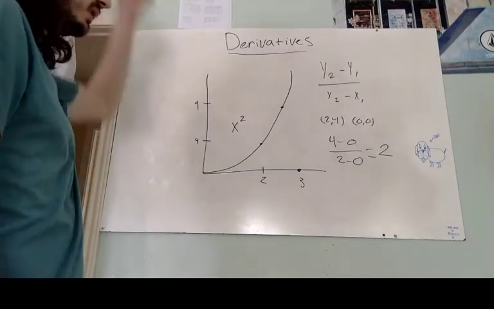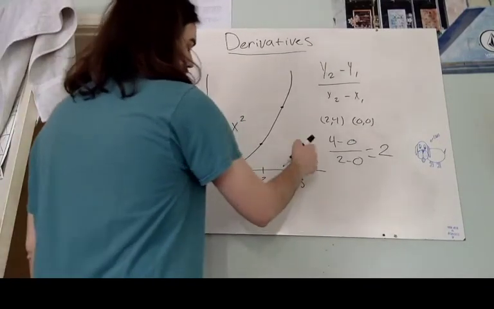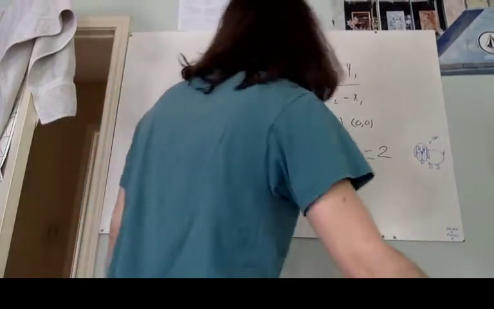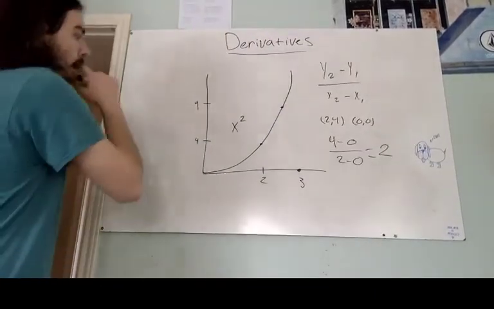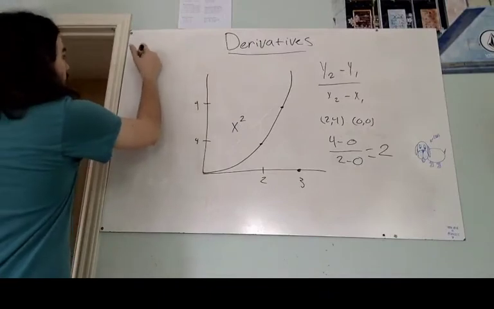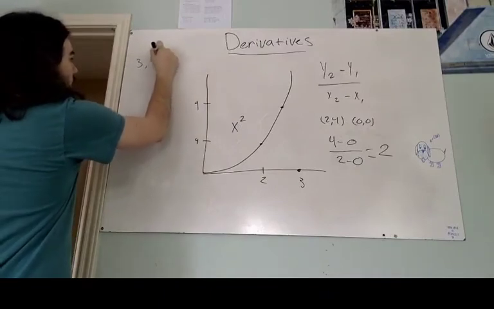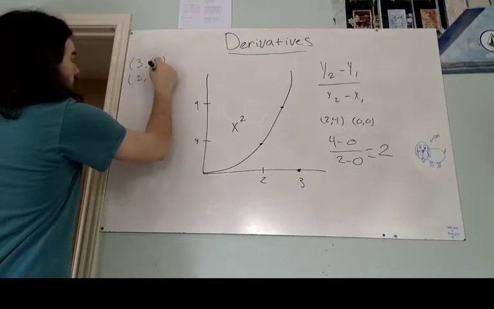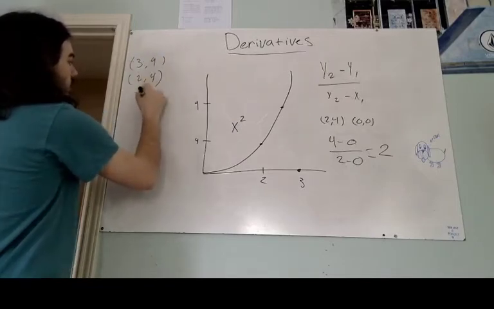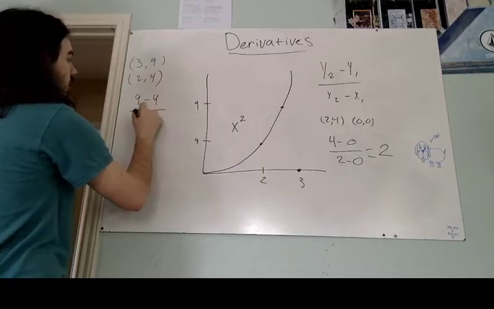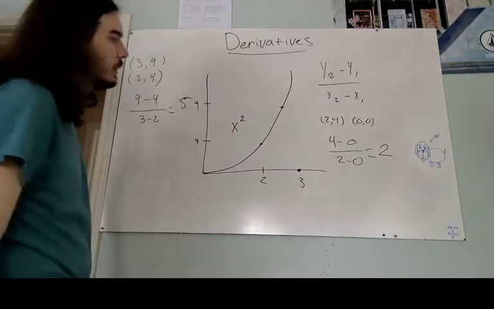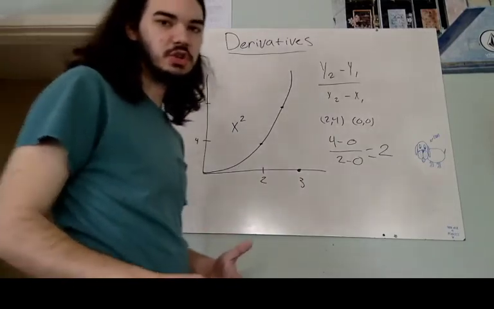But what if I do this? What if I go, okay, well, let's find the slope between 2 and 3. So I have (3, 9) and (2, 4). Same thing, so y2 minus y1, 9 minus 4, over 3 minus 2. Well, now I have a slope of 5. So our slope is constantly changing.